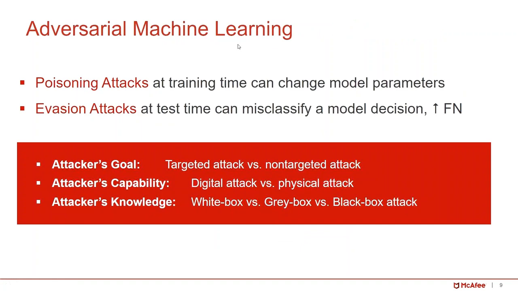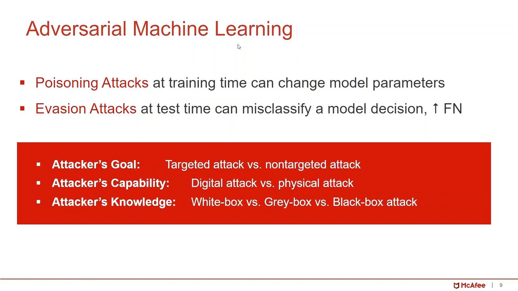There are two types of attack in this concept. One is called poisoning attack. It happens at training time, which means this type of attack can change the model parameters because they can change the training data. The second type of attack is called evasion attack, which happens at test phase, the inference phase. So the attacker can manipulate your test sample so that it can evade the detection or cause the misclassification of the prediction result. So it will increase the false negative in the security domain, for example, like a malware detector.